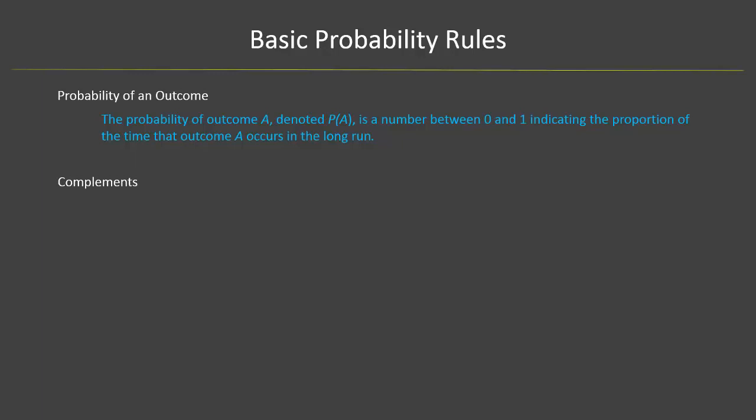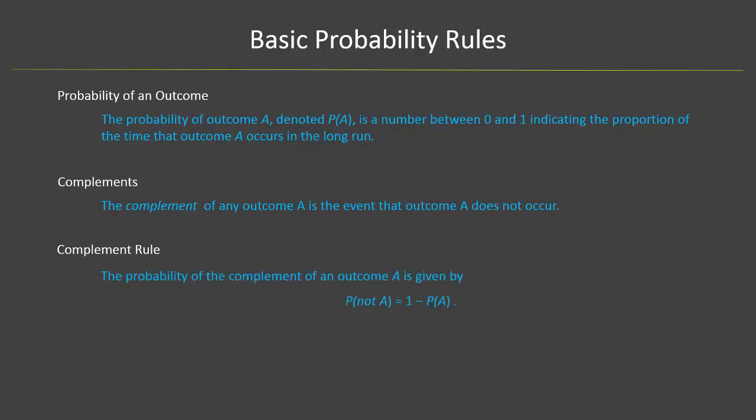Next, we'll take a look at complements. The complement of any outcome A is defined to be the event that outcome A does not occur, so it is all of the other possible outcomes except for A. We will use the complement rule to find the probability of a complement. Since all possible outcomes in a sample space together must have a probability of 1, it makes sense then that the probability of the complement of outcome A would be 1 minus the probability of A. So probability of not A is equal to 1 minus the probability of A.